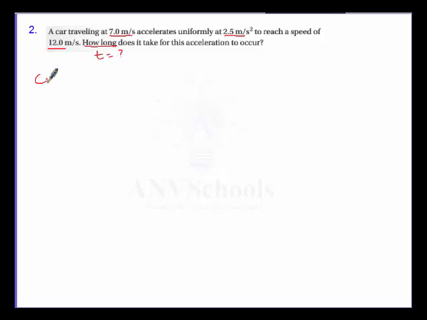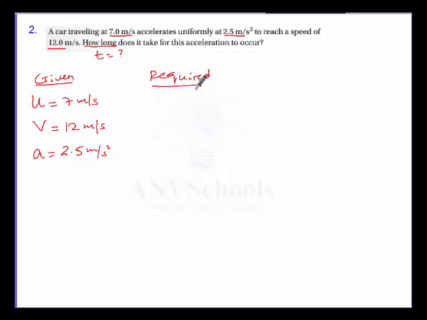So let's list down the given quantities. A car which was initially traveling at a speed of 7 meters per second, that's the initial speed, and the final speed is 12 meters per second, and it was accelerating at the rate of 2.5 meters per second square. What we want to find is the value of t, the magnitude of t. How long? t. So let's find t. Solution.